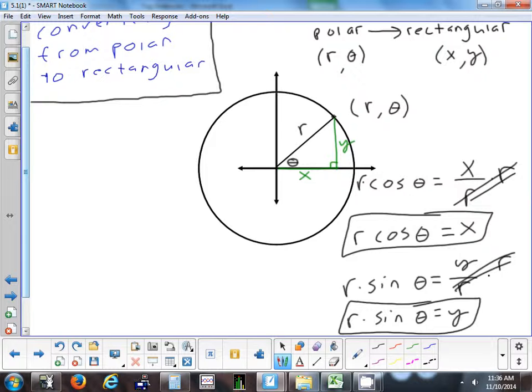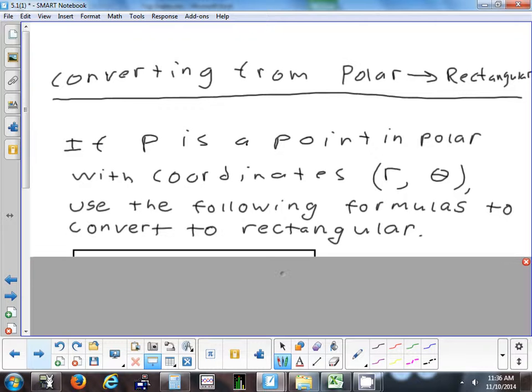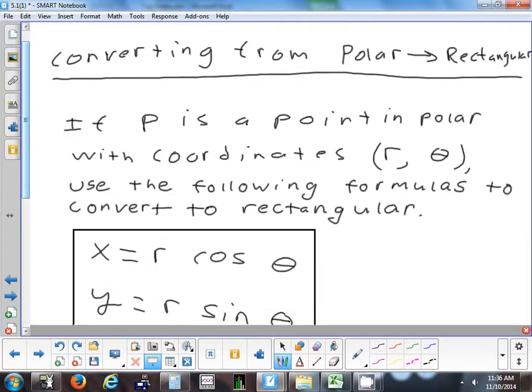So even though we're doing things on a circular grid, triangles still come in when we're converting between polar and rectangular, or rectangular and polar. But this is the way we're going to do it for today. So if you have a point in polar, and the coordinates of it are r comma theta, use the following formulas to change it to rectangular. Same formulas we just had on the other page. So x equals r cosine theta, and y equals r sine theta.